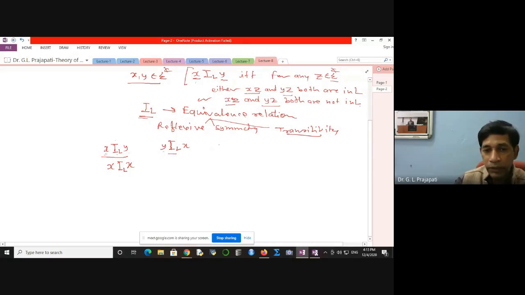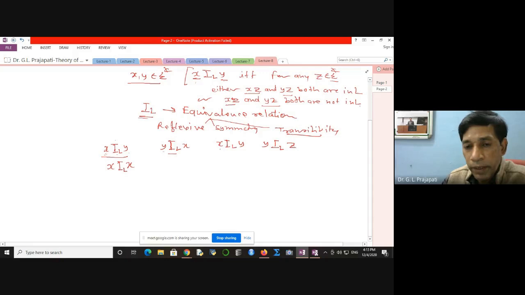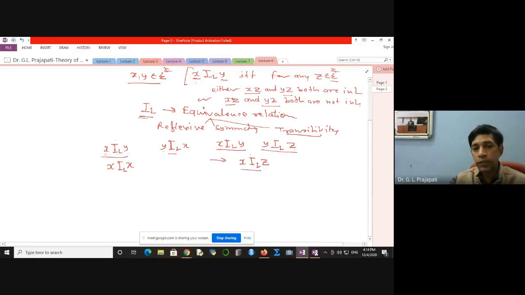In the case of transitivity, we have the situation where x is related with y and y is related with, say, z. This means x and y cannot be distinguished, and y and z cannot be distinguished. This implies that x and z are also in the relationship. So this is transitivity. That's why we say that IL is an equivalence relation.